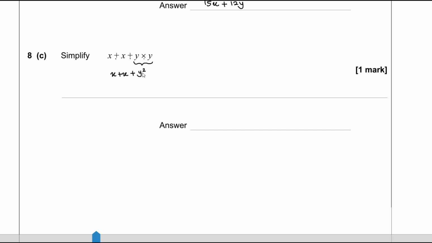It is plus and it is plus. We can just simplify this one. X plus x is 2x, and this one stays like this, y squared. So it's 2x plus y squared.